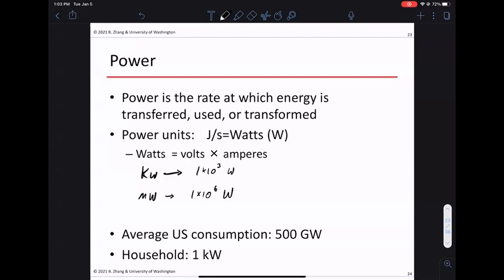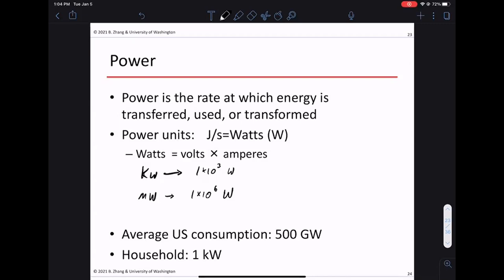So this 1 kilowatt is per time. Kilowatt is per second, joule per second. So at any time, on average, one of us is consuming 1 kilowatt. This is not energy. You multiply this by the number of hours in a year, and we get kilowatt-hours. Here we're talking just about the per-time measurement of power.